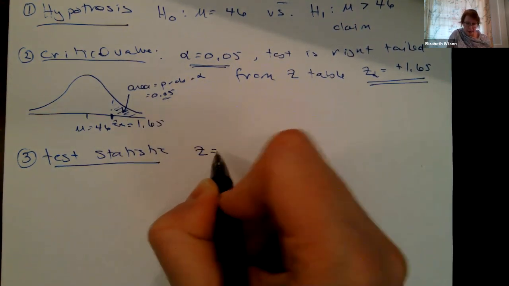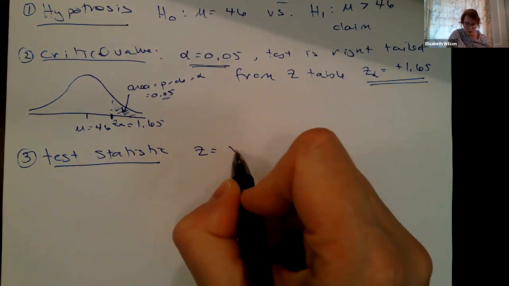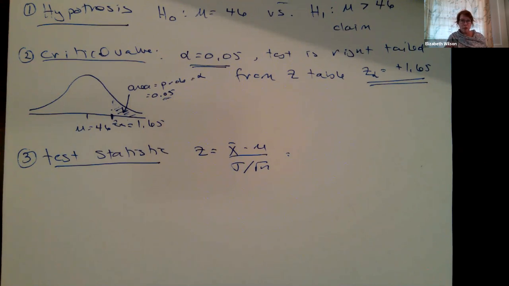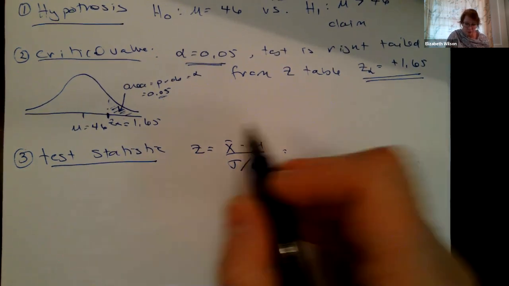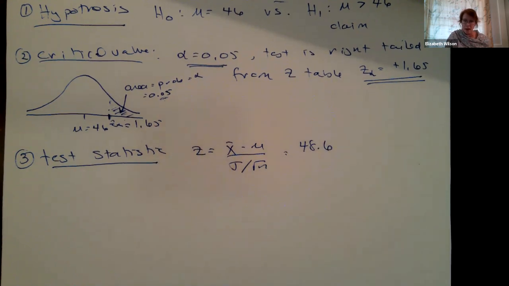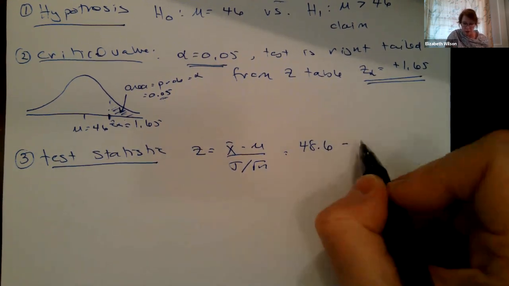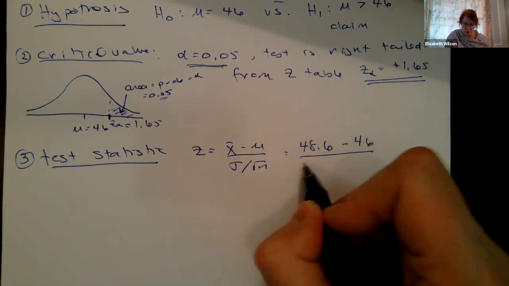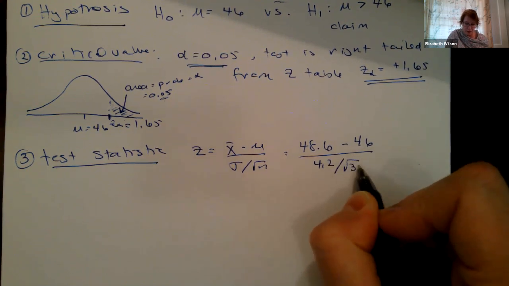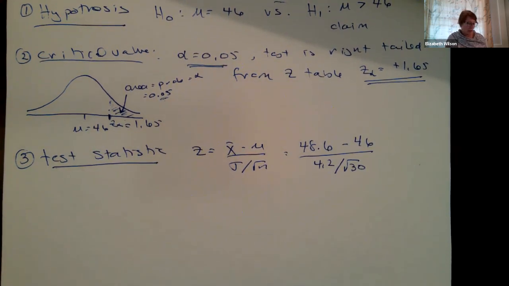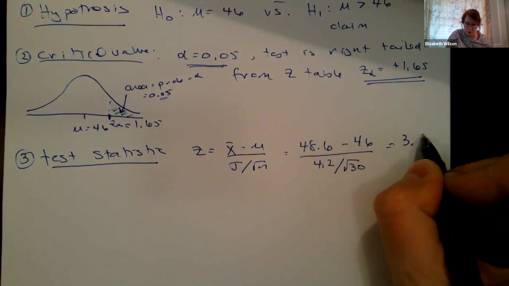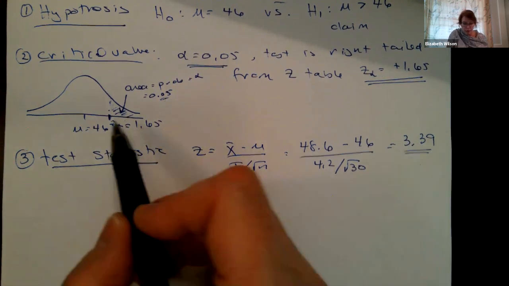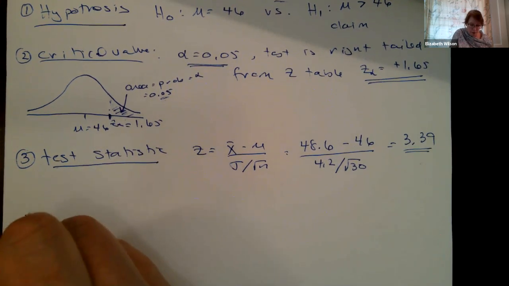So I calculate the z value based on what we have. This is x bar minus mu, over sigma over radical n. Now I plug in my specific experimental information. So this is 48.6, which comes from our sample information, minus our population mean, 46, all over the standard deviation we were given, which is 4.2, all over radical 30. Plugging in all the information we had before, once I multiply it out, I get 3.39. So my test statistic is equal to 3.39.